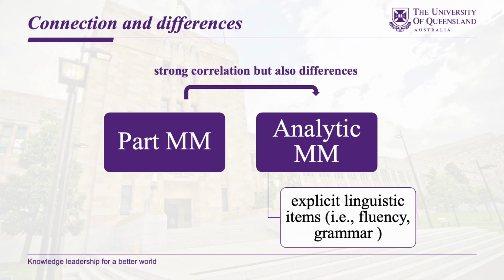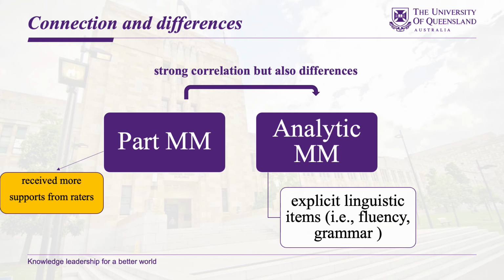The second phase also shows a strong connection between the part marking model and the analytic marking model. Unlike the holistic marking model, although both part and analytic models focus on individual features of candidates' performance, the analytic model pays more attention to explicit linguistic items like fluency and grammar. However, the part marking model receives more support from raters, although both of the two models are practically feasible.